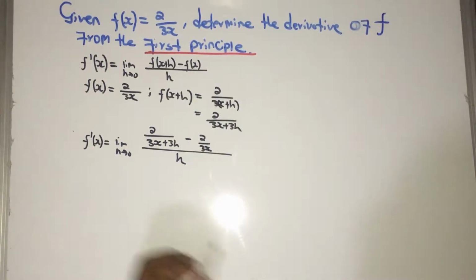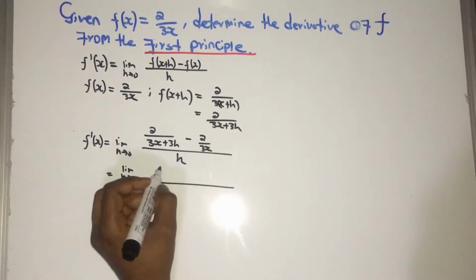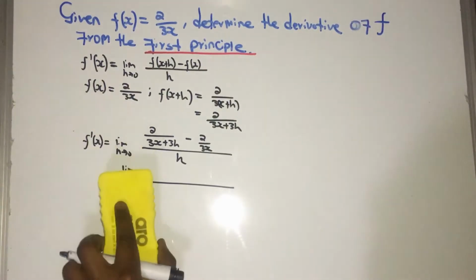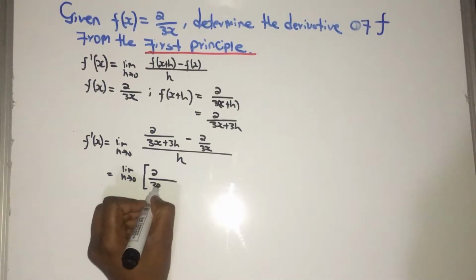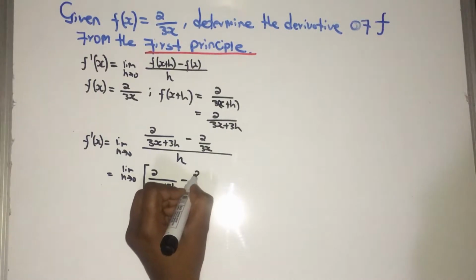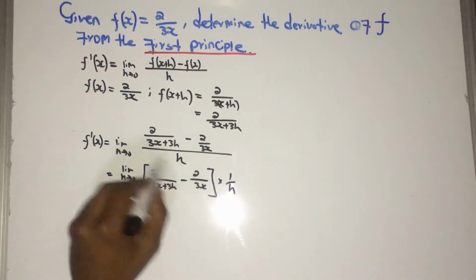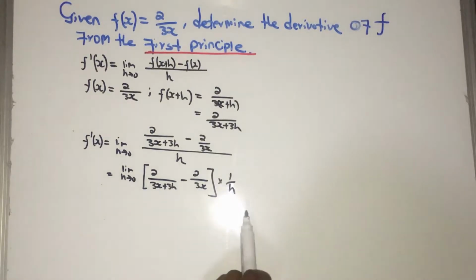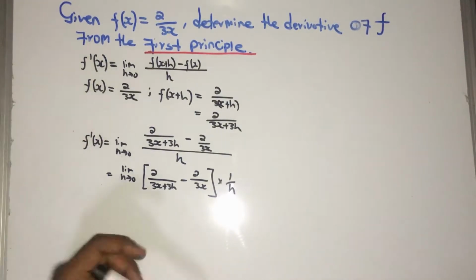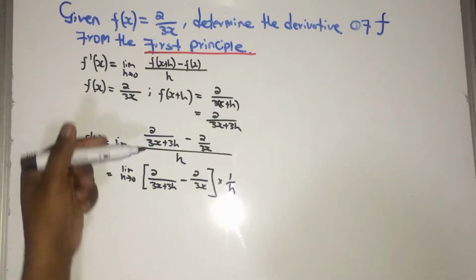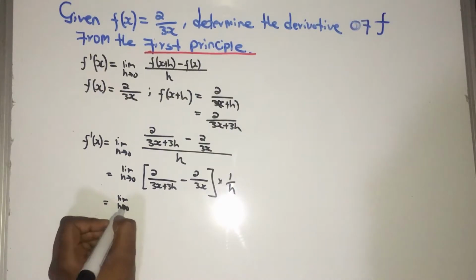I'm going to rewrite this as the limit as h goes to 0 of 2 over 3x plus 3h minus 2 over 3x, multiplied by 1 over h. This is just the same as dividing by h, but I prefer writing it this way because it looks a bit better. I can easily manipulate this without worrying over the fact that I have a fraction of a fraction. But if that doesn't bother you, you can still continue this way. So continuing, the limit as h approaches 0.